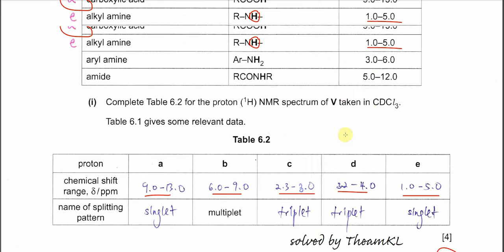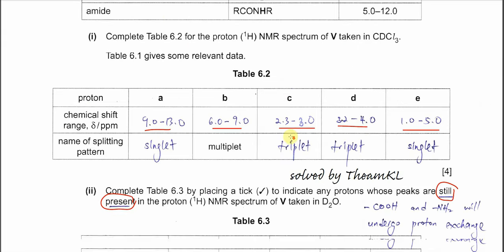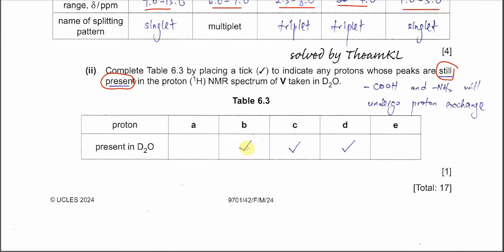Okay, so let's check the structure again. When we mix the D2O with this V, the OH and the NH all exchange with D. Eventually it will form COOD and ND2, which will not produce a signal. So these two signals will disappear, and only these three remain, B, C, D. So you only put the tick here for B, C, D. So that's the answer. Just remember, for COOH and NH2, the hydrogens will exchange with the D, and the signals will disappear. Okay, that's all. Thank you.